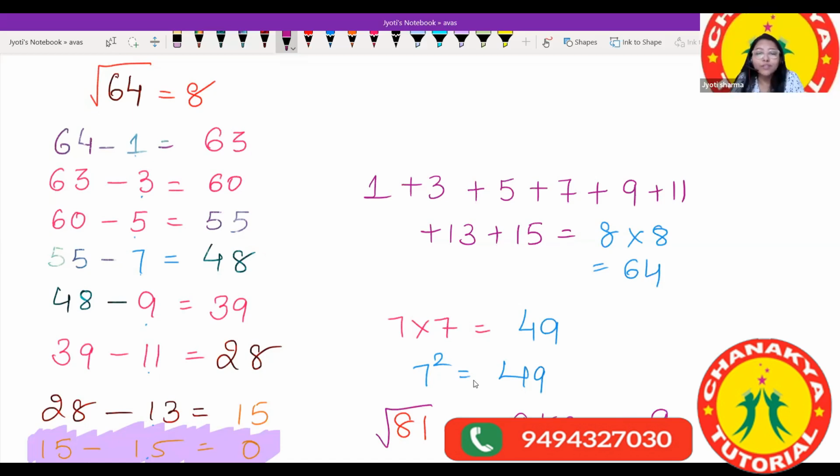Ma'am, like in the before examples what you have given, we will write like a square, and like this also we can write, right, ma'am? Yes, like the type of square root. Okay. Now, the first method we have done is repeated subtraction.